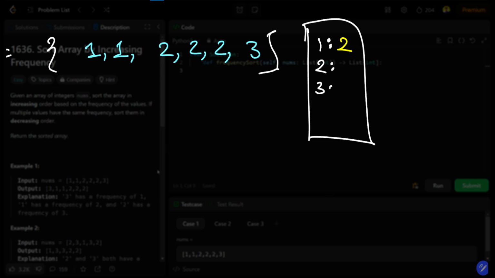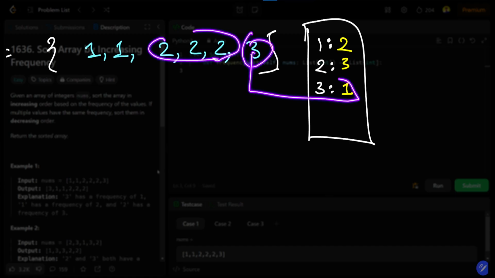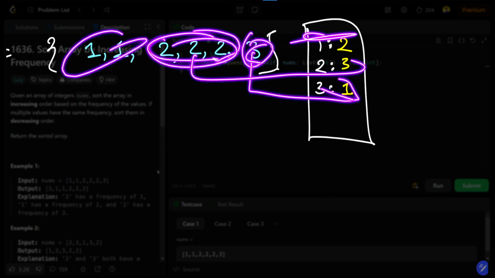Similarly, 2 and 3 I have. So 2 is coming how many times? 3 times. And 3 is coming 1 time. So I have seen, okay, 1 is coming 2 times, 3 is coming 1 time, and 2 is coming 3 times.